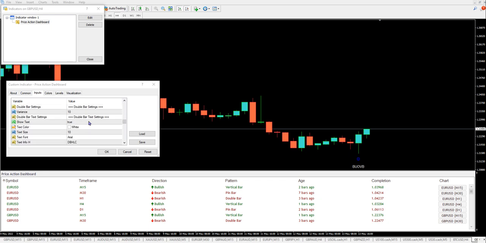Now we have double bar settings. We've got bearish and bullish settings, and I'll show you what those are in the chart. They are basically two candlesticks that either have an extremely similar high or similar low, and you can set the variance, as far as whether they are just 1 pip or 2 pips apart, whatever you want your settings to be for that.